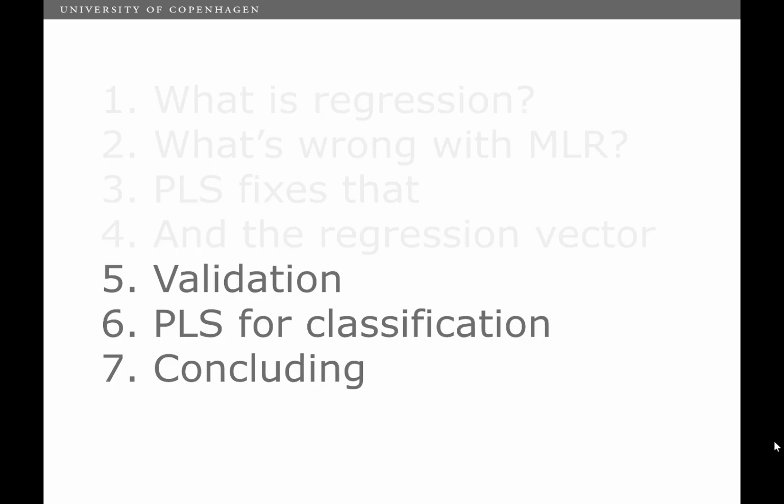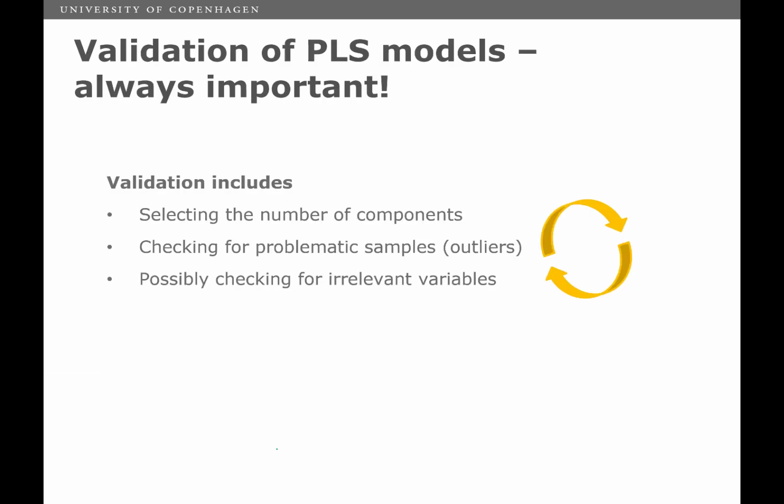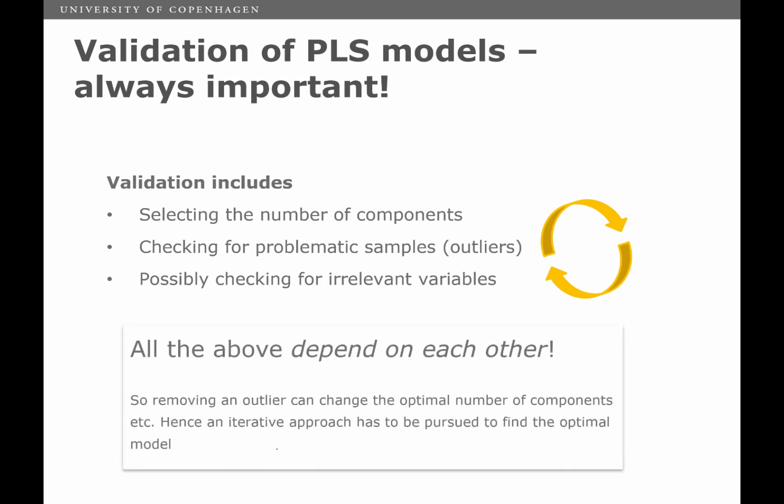Now let's talk a little bit about validation of PLS models. There are several aspects to that. Most of all, selecting the number of components, how many PLS components to use in your model, but also checking for outliers and maybe also some sort of variable selection. We're mainly going to talk about the first one, selecting the number of components. We can talk a little bit about the outliers, but then we'll focus on finding the right number of components.